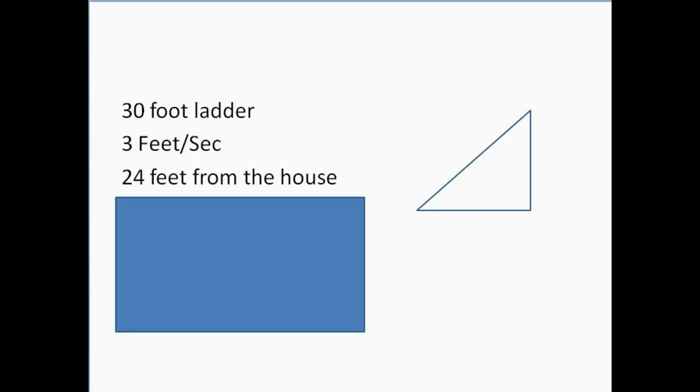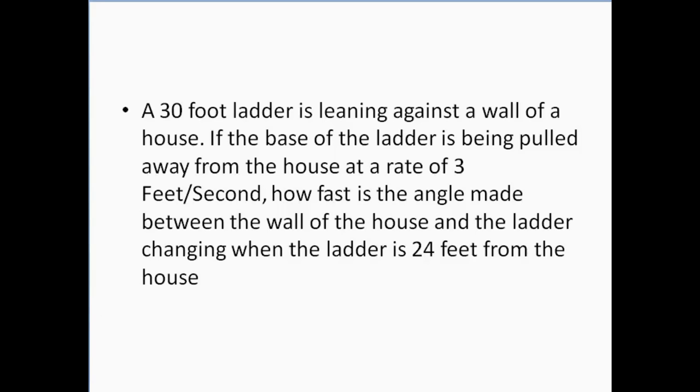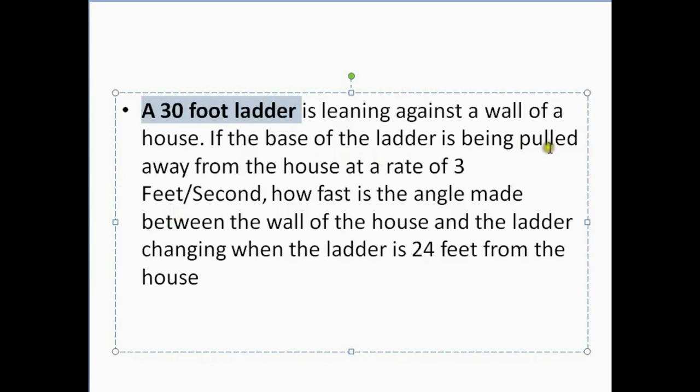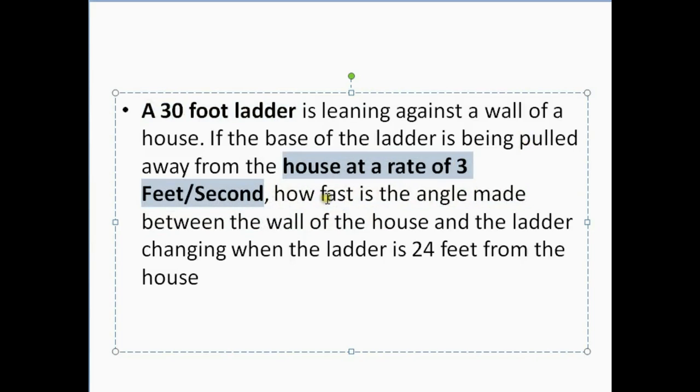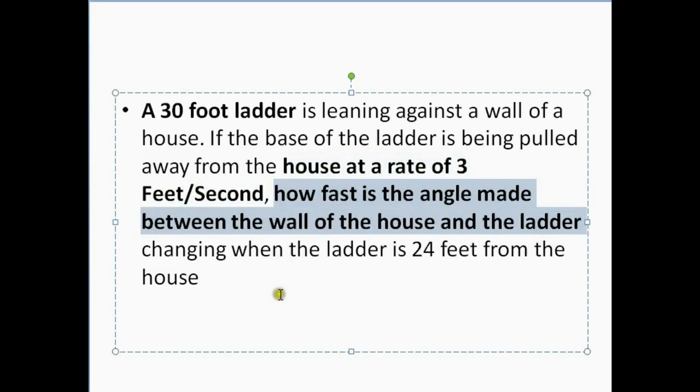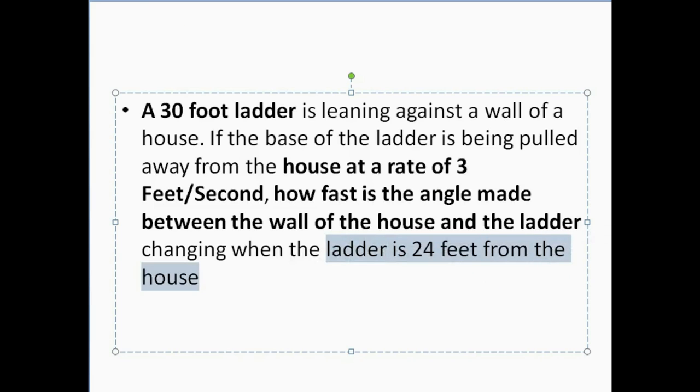So to start off, I'm going to do something that was always helpful for me. I'm going to go back and reread the problem, but this time I'm going to be pulling the information that I need. So let's take a look. The ladder is 30 feet. It's being pulled away from the house at a rate of 3 feet per second. It's important that we know it's the angle made between the wall of the house and the ladder that's changing, so that we can solve for that. And the ladder is 24 feet from the house when this is happening.